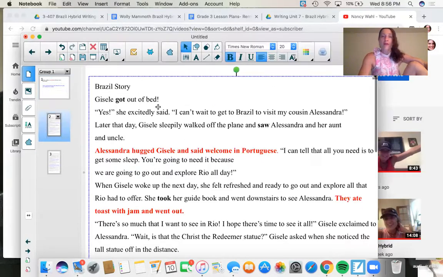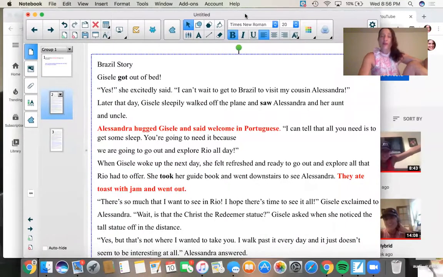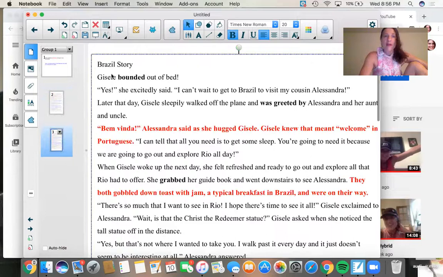So here is the piece, the Brazil story that you guys have been reading to use as a mentor text. The author did not write the words that are in black and red, and also in blue. But I'm going to show you what those words could have sounded like if the author hadn't chosen some more interesting words. Giselle got out of bed. Well, that's true. She might have gotten out of bed. But what if she said, Giselle bounded out of bed? Suddenly you can actually see her getting out of bed. It's a better verb.